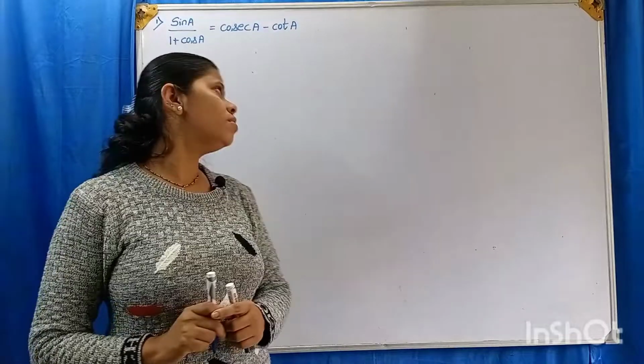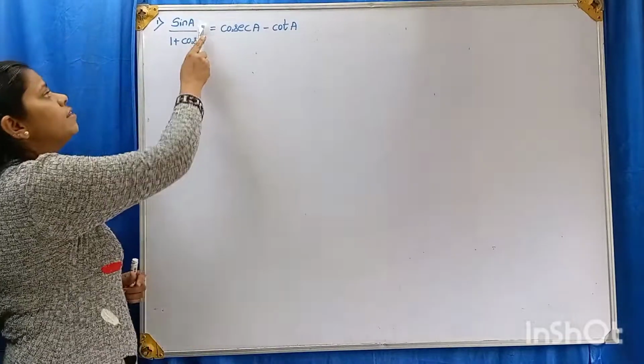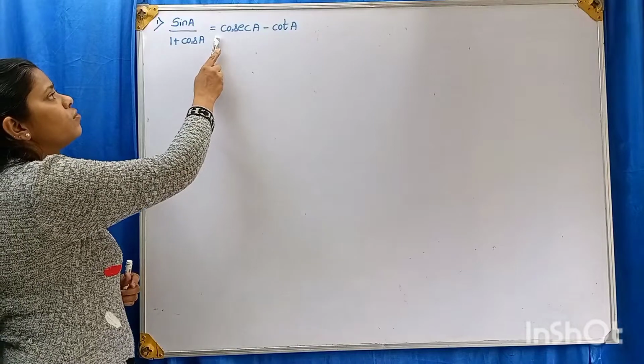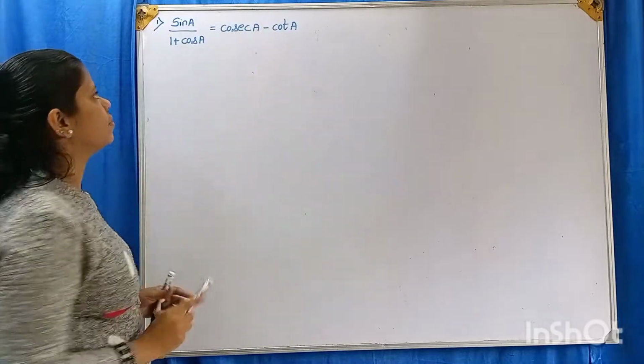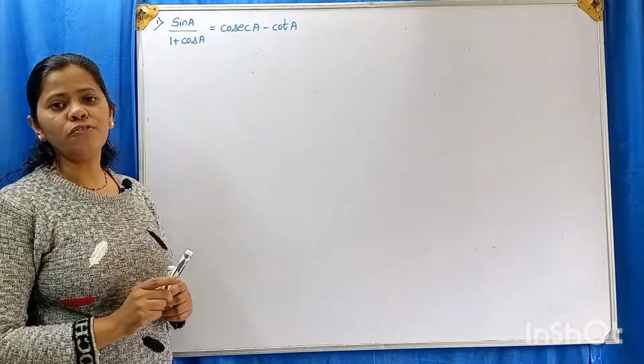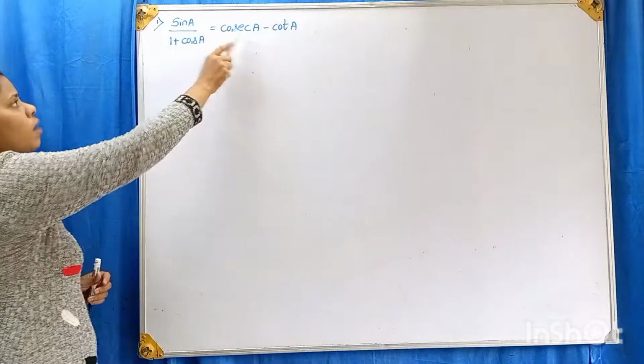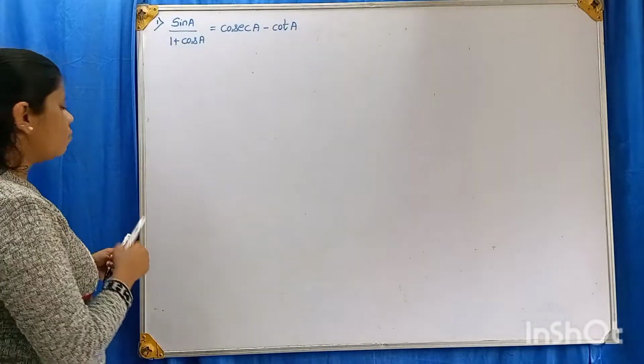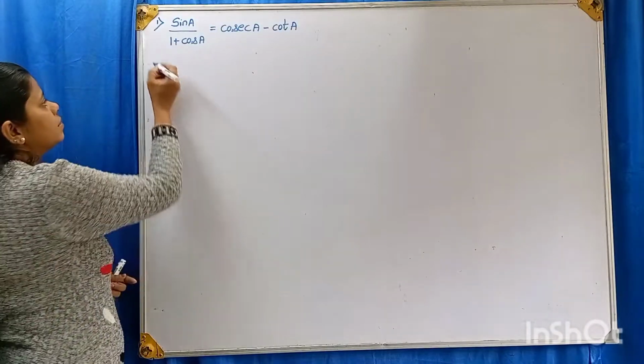Now let's solve the problem. Sin A divided by 1 plus cos A is equal to cosecant A minus cot A. In this problem, we have to prove that LHS is equal to RHS. Now, first let me write down the LHS.